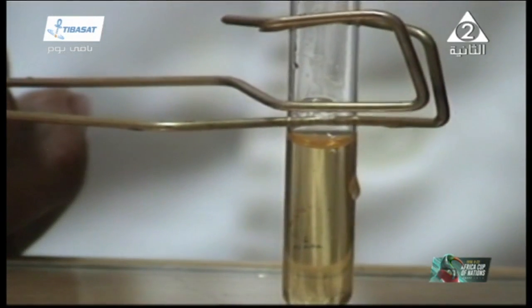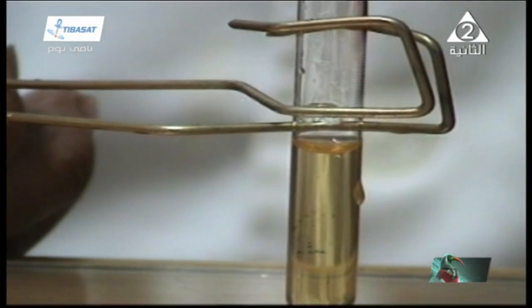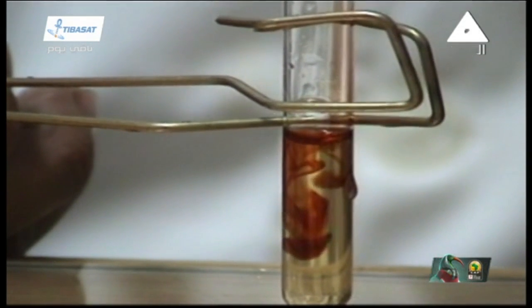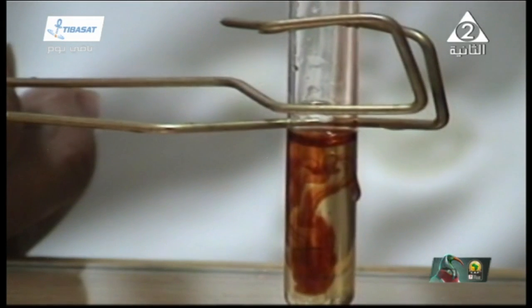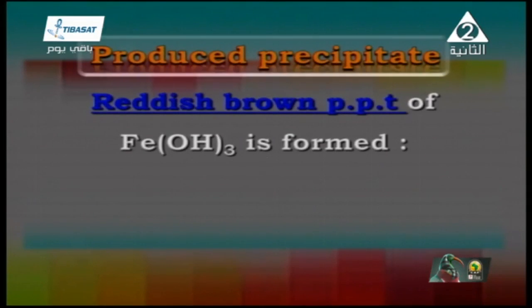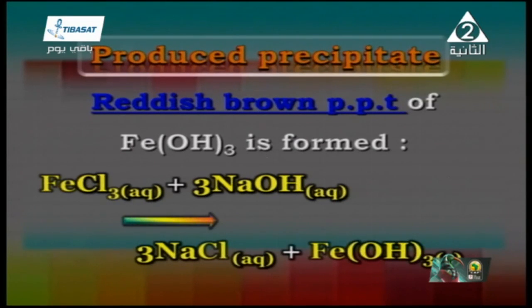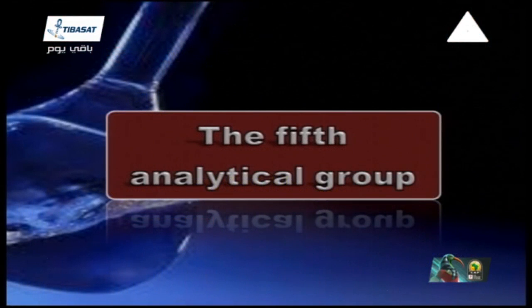we observe the formation of iron 3 hydroxide, which is a reddish brown precipitate as shown on the screen. So, my dear student, the equation of the reaction: iron 3 chloride plus sodium hydroxide gives sodium chloride and a reddish brown precipitate of iron 3 hydroxide, Fe(OH)3.